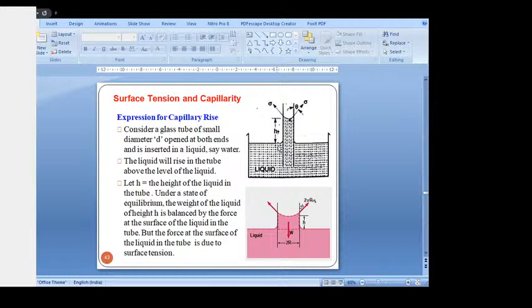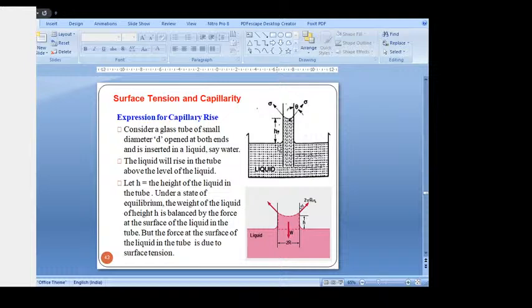What is happening over there? You can see in this diagram that the attraction created between the tube and the liquid is capable enough to overcome the attraction taking place between the molecules. So they are strong enough to overcome this force. That is the reason the water or the liquid is rising in this tube.